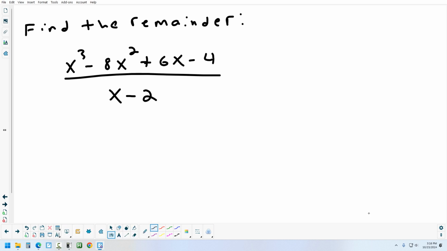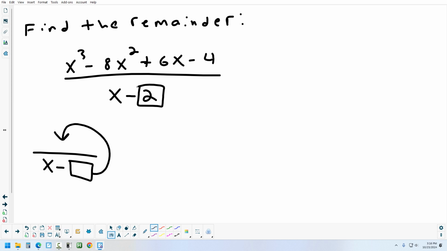So the next one, we're going to take a look at finding the remainder, but we're not going to use long division or synthetic division. We're going to use the remainder theorem. To use the remainder theorem, first of all, it has to be x minus a number in that box. Whatever number is in that box, you take that number and fill it into what's in the top. Got it. So let's look at ours.